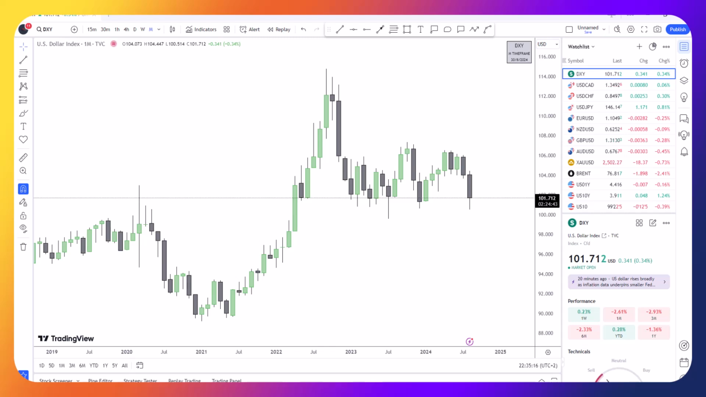So in a nutshell, we do have those two: the premium array in the form of a bearish order block, and then a discount array in the form of a bullish order block. In layman's terms, a bullish order block is where you hunt for long opportunities, and a bearish order block is where you hunt for short opportunities.